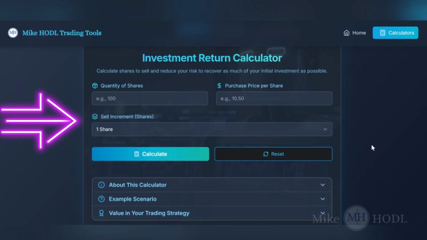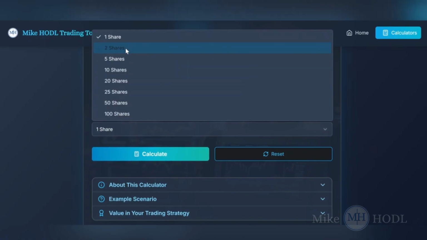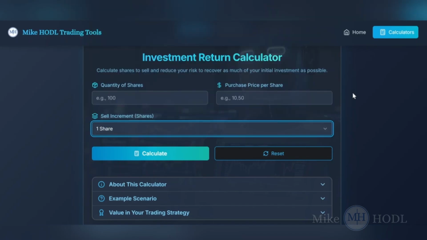increment in shares. So, for the sell increment, this basically just affects the results that will show in your results table. It will show by 1 share, 2 shares, 5 shares, 10 shares, and so on, depending on how big your position size is. We'll go ahead and put some values in here for an example.